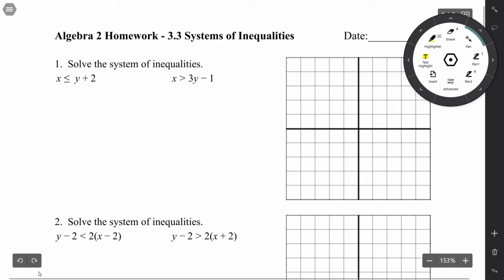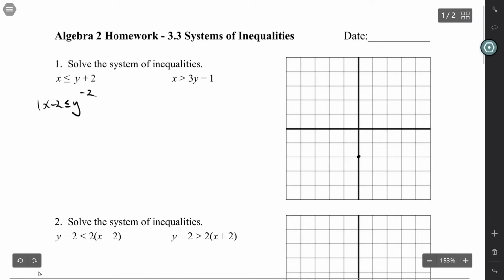First thing, we've got two different graphs. This first one here is maybe a little bit of a trick. We want to make sure that we have this in slope-intercept form, so I'm going to subtract 2 from each side. That's going to give us x minus 2 is less than or equal to y. So we know that the slope here would be 1. Intercept would be negative 2. So there, we've got that, and graph some slope.